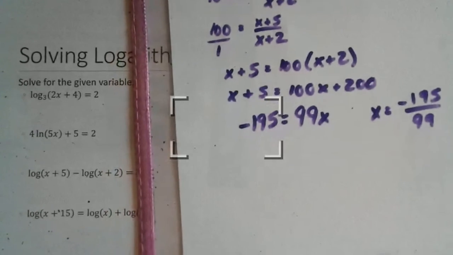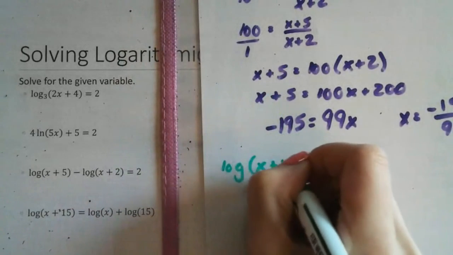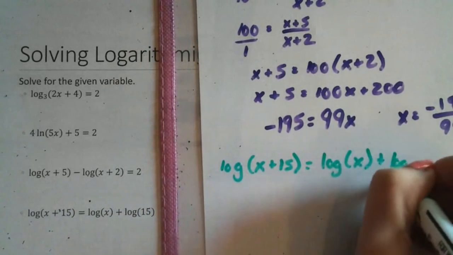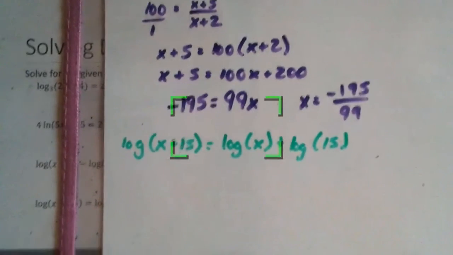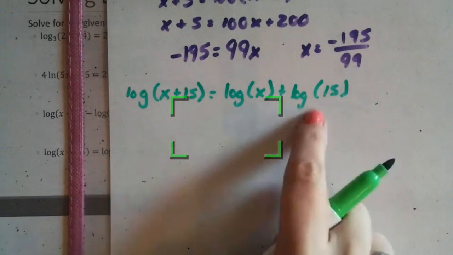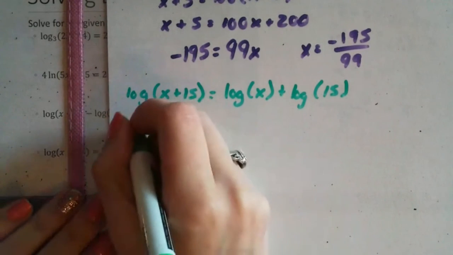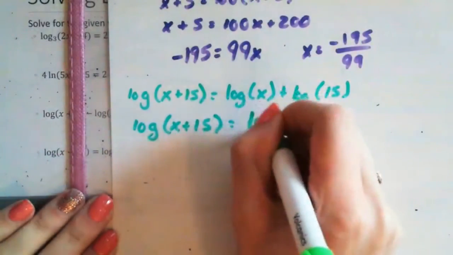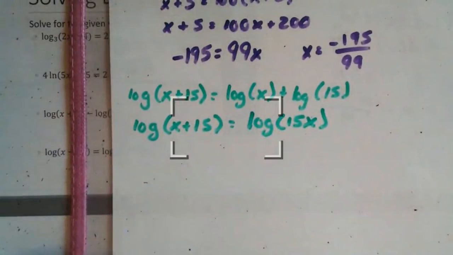Final one, we have the log of x plus 15 is equal to the log of x plus the log of 15. This is where you have to be really careful with your properties, because which one do you change? This side has two of them added together, so I can combine them using multiplication. We will have the log of x plus 15 is equal to the log of x times 15, which is 15x.